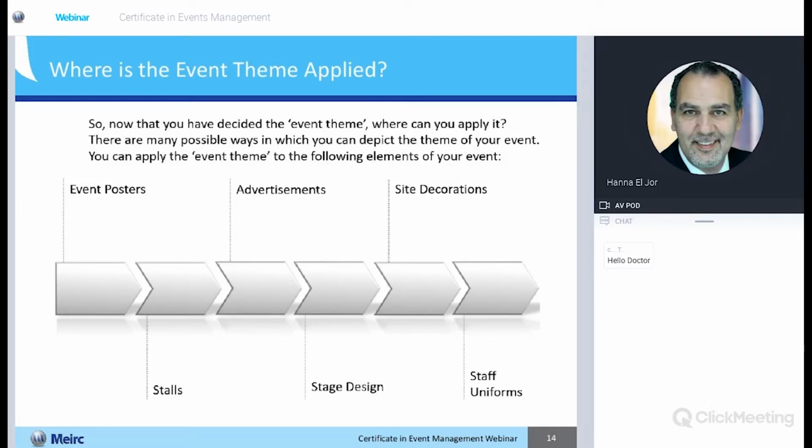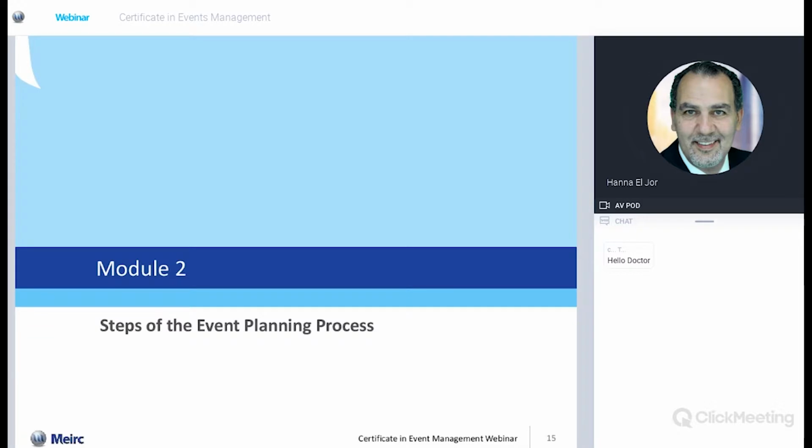Where can we apply the event theme? Where can we use it? Anywhere, from the invitations to the brochures, the event posters, any kind of advertisements or promotion that we need to do, the design of the stage, the staff uniforms. Let's say the theme is about road safety, or about getting involved in the new artificial intelligence; any kind of side decorations could also be linked and related to the theme.